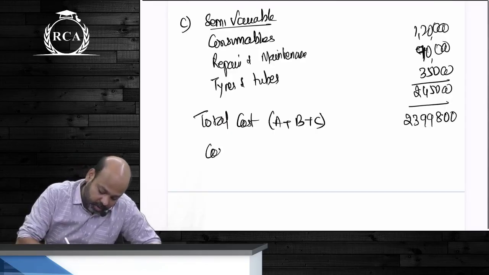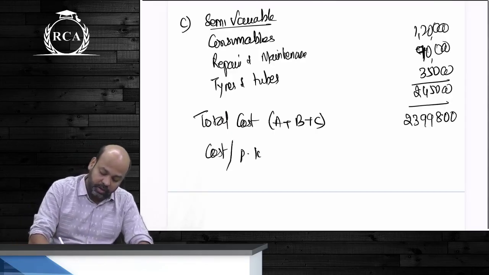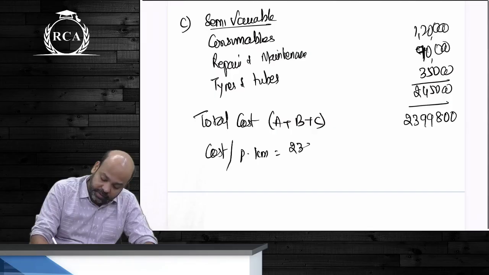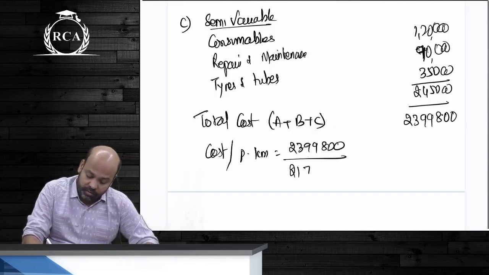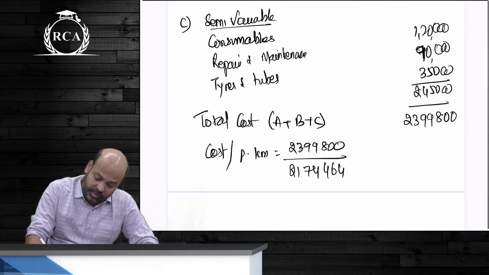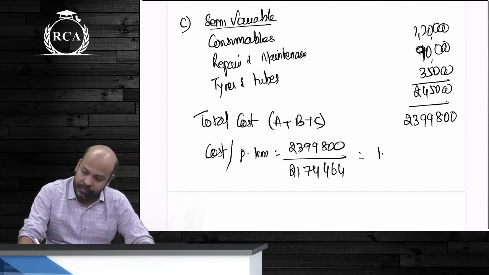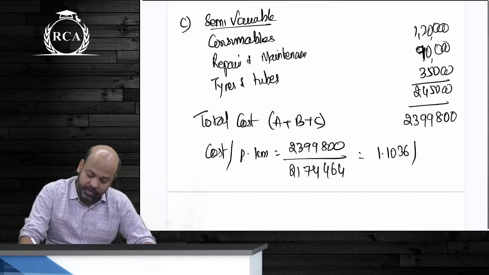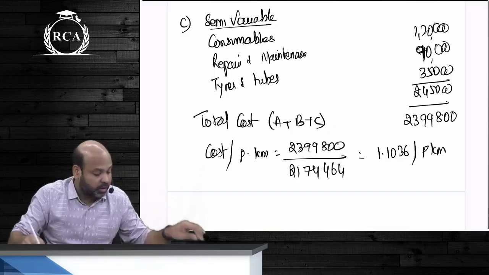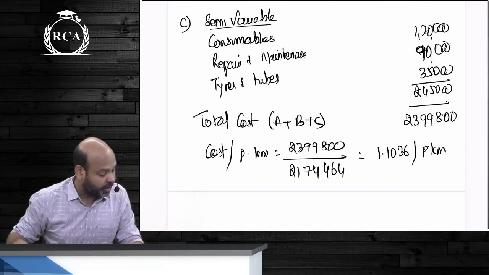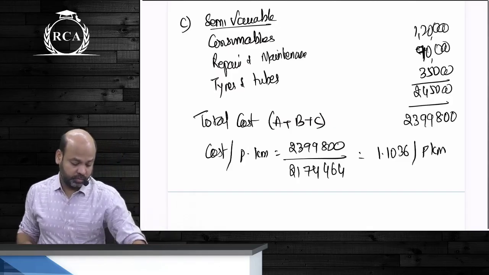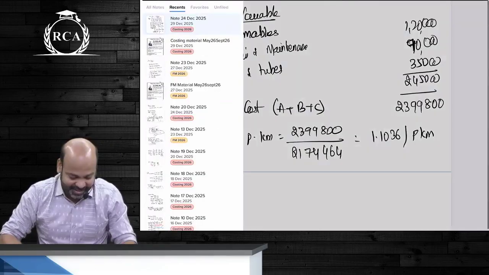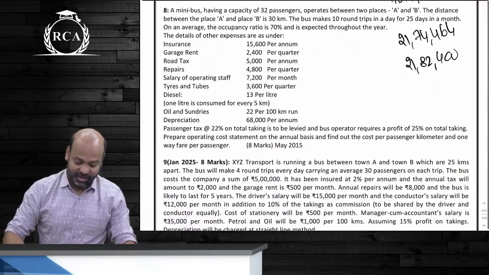How much will be your cost per passenger kilometer? Wait a second. Divided by how much was that, beta? How much will this become? 1.1036 per passenger kilometer. Anything else asked? What is the requirement? Only cost per passenger kilometer. Semi variable.